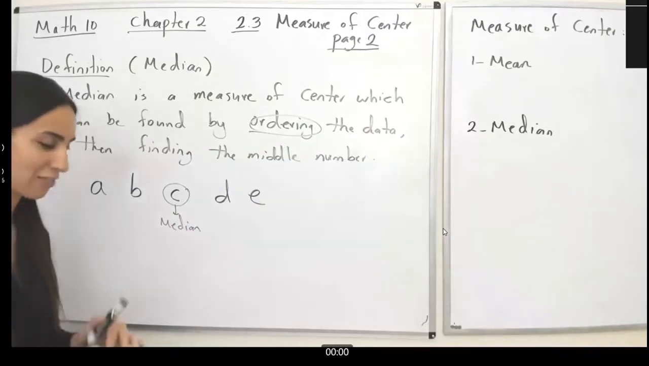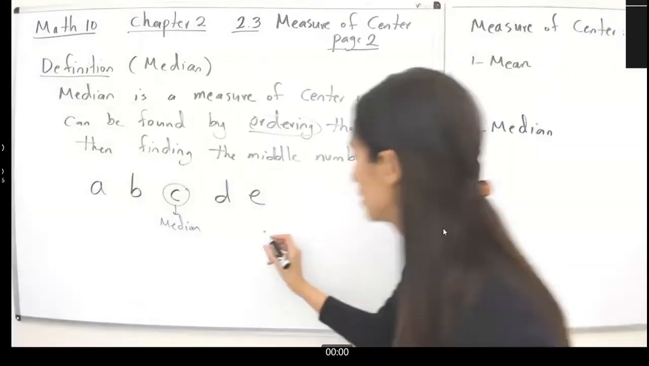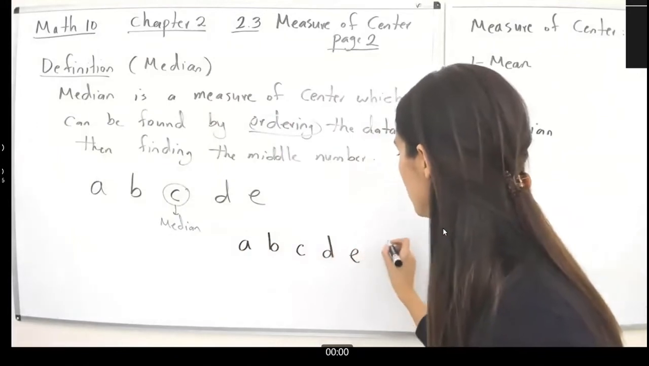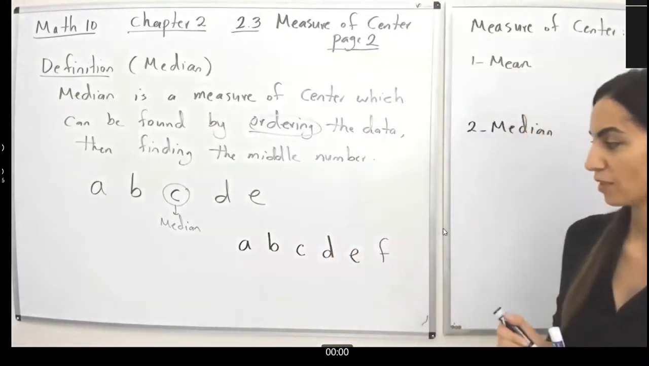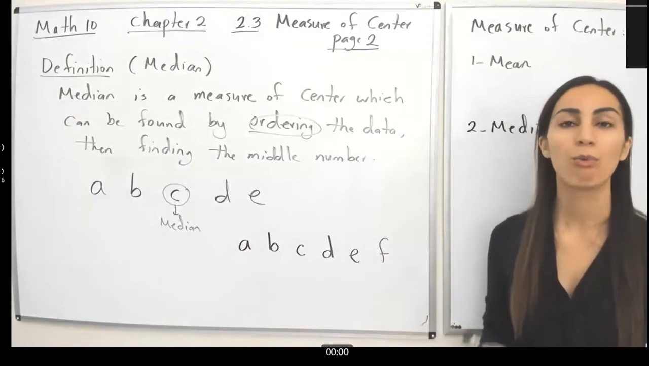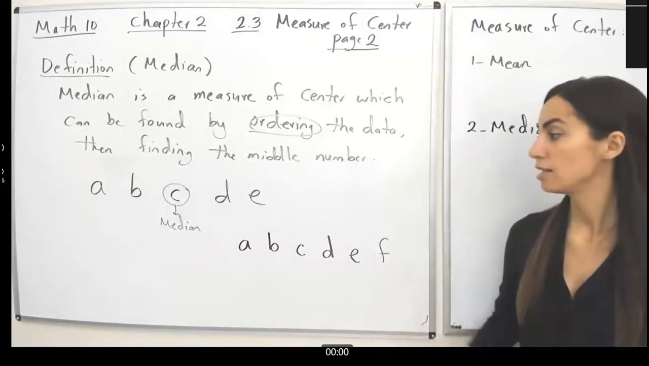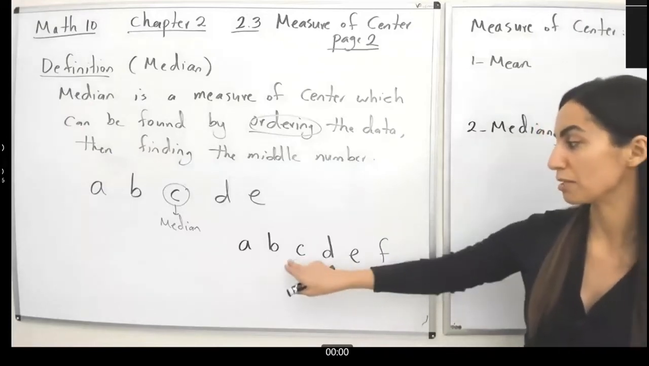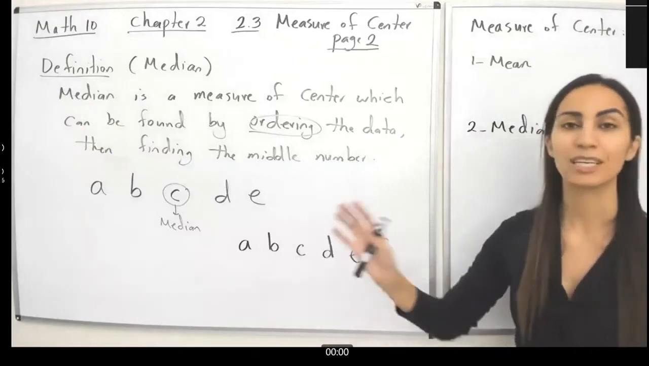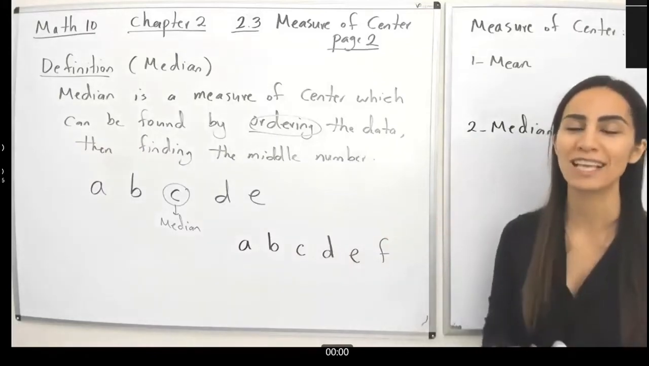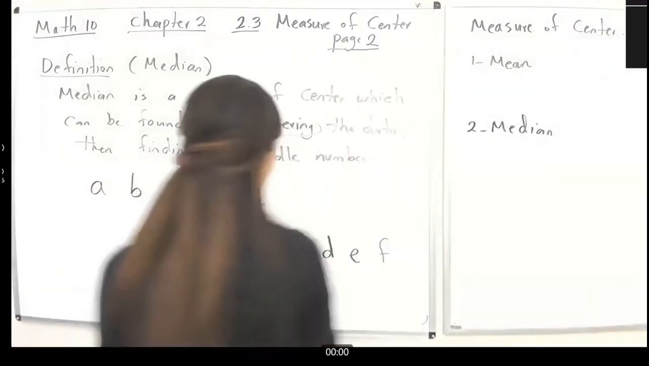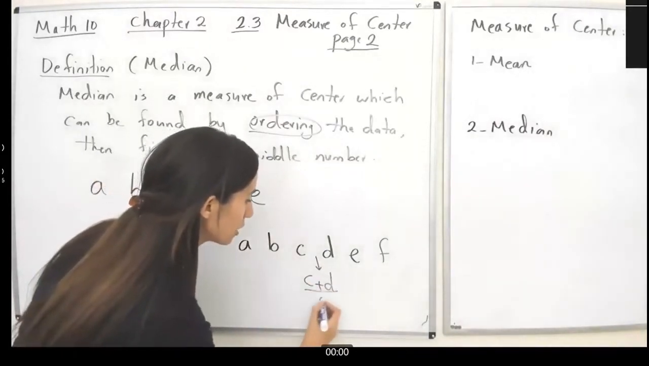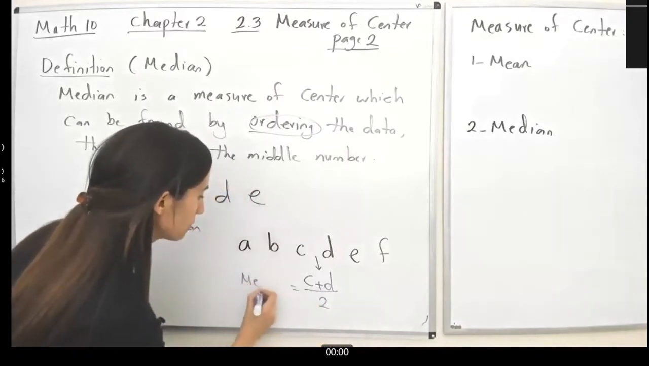What if you have this case? If you have A, B, C, D, E, and F, what is the median? What is the middle value? In this case, you are focusing on the two values in the middle, which are C and D. You take the average of these two numbers, and that's your median. So, C plus D divided by 2 is the median.